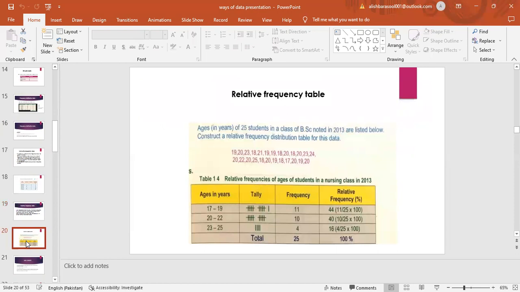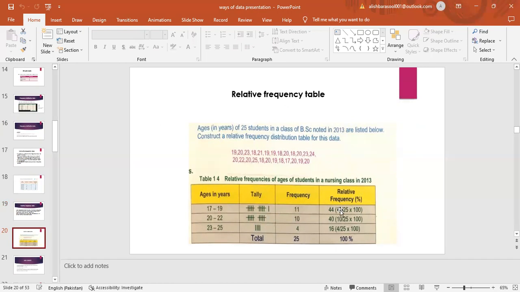Relative frequency table. Ages in years of 25 students in a class of BSc noted in 2013 are listed below. How to construct a frequency distribution table for this data? We will arrange the data in ascending order and similarly calculate the class intervals. Then we will tally the data and count frequency.